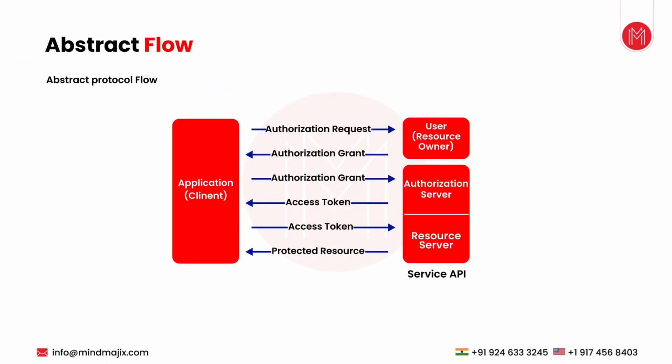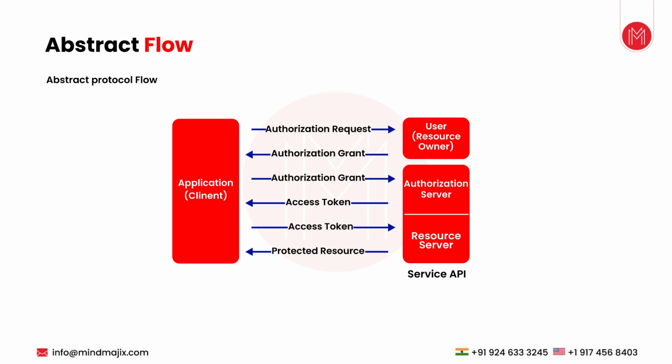Let me explain this. This is an application, and this is an end user who is trying to get into the application. This particular application will be communicating with the authorization server and the resource server, and these two are provided by Okta in our scenario. So an application request will go to the user. From the user it will get the access grant. Then it will ask the authorization server to give it the access token. Once the access token is granted, it will go to the resource server and finally access the resources. So this is how an abstract flow looks.